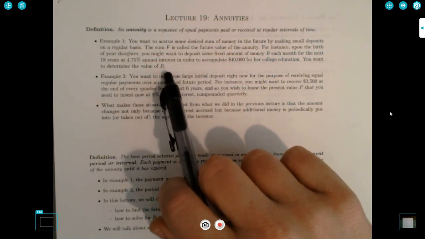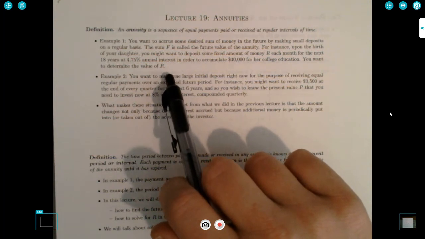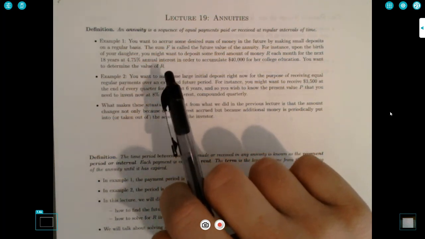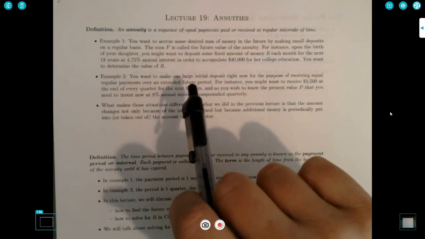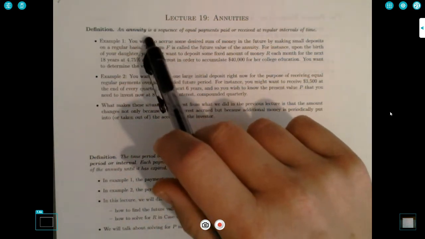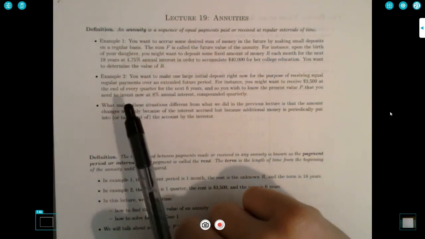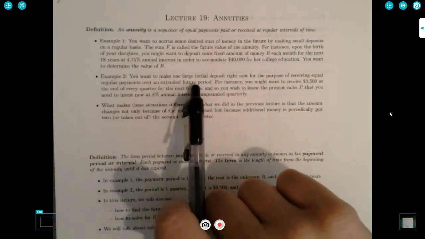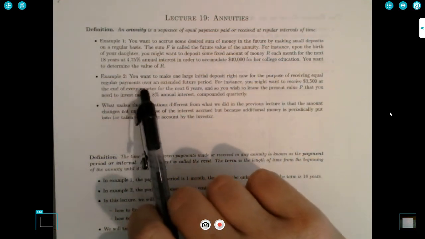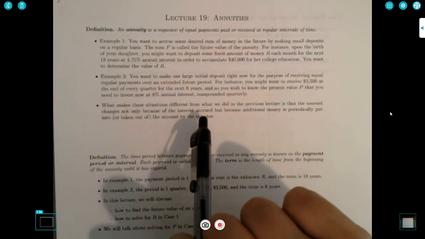And again, it's going to require a little bit more tools than what we have right now, because this is not just a case where you're going to put away a lump sum of money at the beginning and then just sit around. You're going to be putting in money every month, right? So it's a little different. It's an annuity. Another example, you want to make one large initial deposit right now for the purpose of receiving equal regular payments over an extended future period.